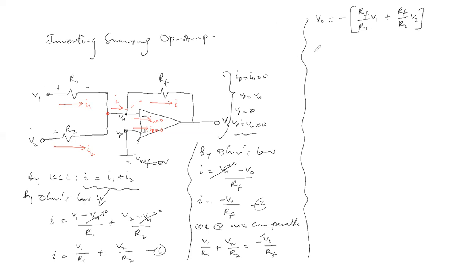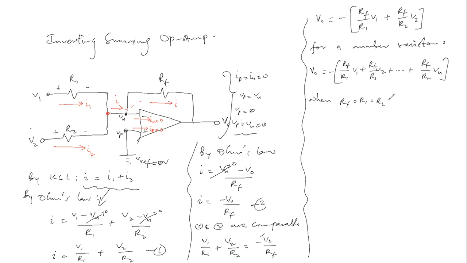So from this, we can actually come up with a little conclusion that, let's say, for n number of resistors connected to the inverting terminal, we can as well say that V naught will be the same as negative RF over R1 V1 plus RF over R2 V2 plus all the way to plus RF over Rn Vn, such that when RF is the same as R1, is the same as R2, all the way to Rn, they will all reduce to unit values, such that V naught will be the same as V1 plus V2 plus all the way to plus Vn.